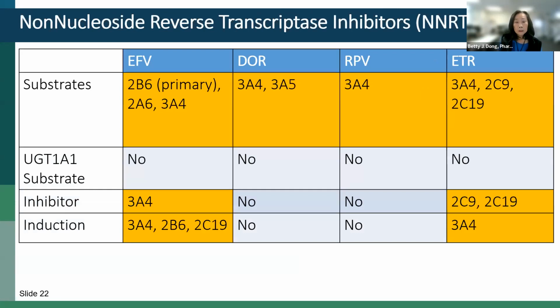So what about the non-nucleosides? All of these are CYP3A4 substrates, and so they're going to be reduced by inducers of these substrates. And you will also see that efavirenz and etravirine also have inhibitor and induction properties. Again, it depends on what drug they're co-administered with and the drug interactions.